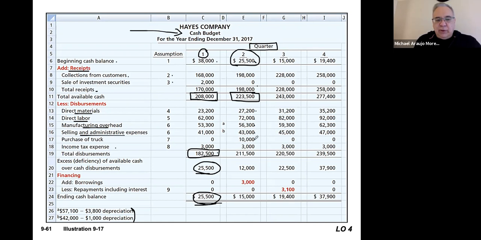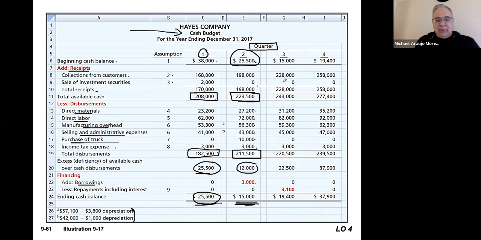So also for the second quarter, that's where you're going to need to purchase that truck. So you're going to need an extra 10 grand on hand in cash to buy that truck. Plus you need to pay for your taxes. So now you're going to need $211,500. So if you take the difference between your 223 and your 211, you'll have a $12,000 difference. That is below what they'd like. Remember, they want to make sure they have at least $15,000 in their bank account. So they're going to borrow $3,000 to bring that 12 up to 15.